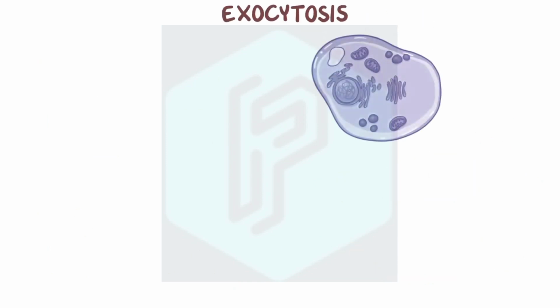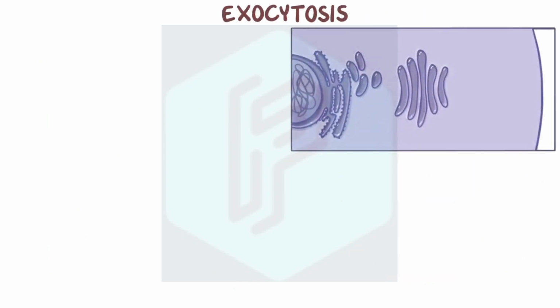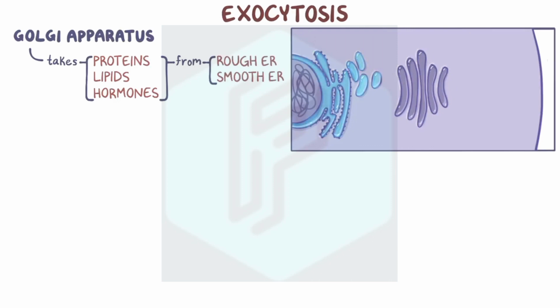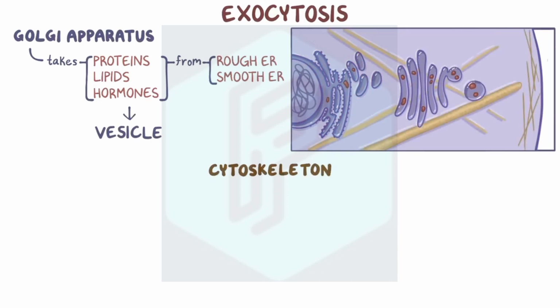Now, exocytosis, on the other hand, starts deep within the cell, in an organelle called the Golgi apparatus. This organelle takes the proteins, lipids, and hormones that are generated in both the rough and smooth endoplasmic reticulum and packages them into a vesicle that can be zip-lined around the cell using the cytoskeleton.